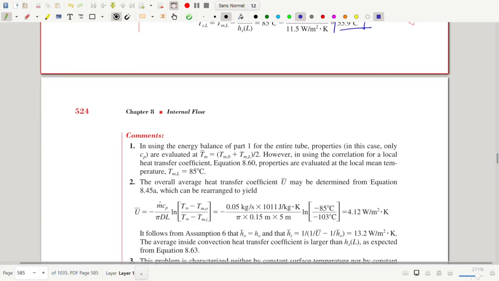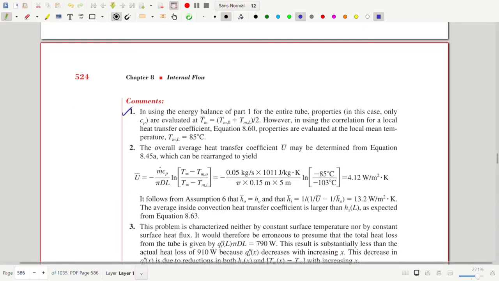A couple of things to be careful about. One is that it's extremely confusing for many people what temperature has to be used for calculating your thermophysical properties. In the first part, where we had to calculate the rate of heat loss, we used the specific heat which was calculated at the average of the inlet and outlet temperatures of the air. So be careful with that.